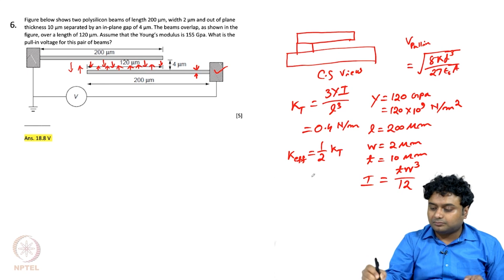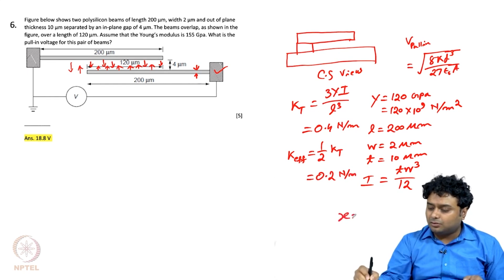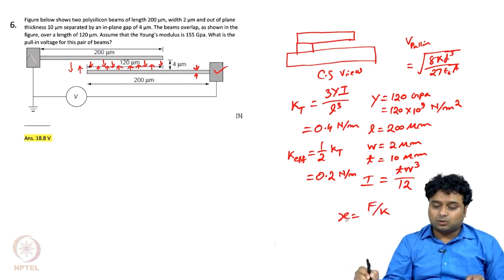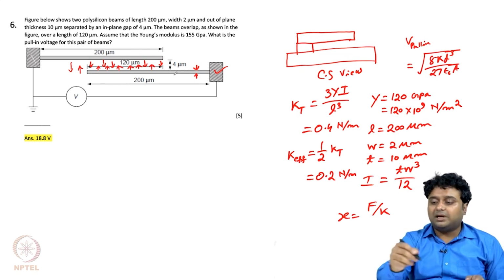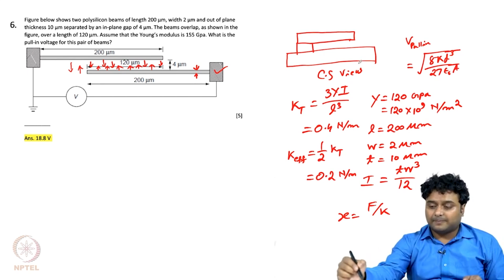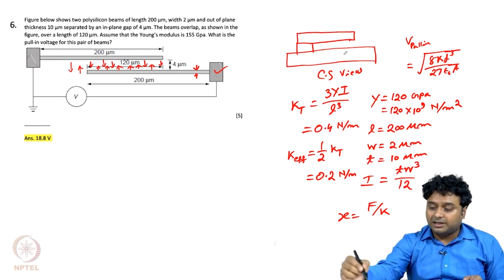So that is equal to 0.2 Newton per meter. So x equals F by k, right. So if we make the k half, then we are actually making the displacement twice, which is required while we are considering one of the beams as fixed. Now why are we considering one of the beams fixed? Because if we consider one of the beams fixed, then it becomes like our usual case, where we can consider the bottom plate is fixed and the top plate is moving, or top plate is only moving.